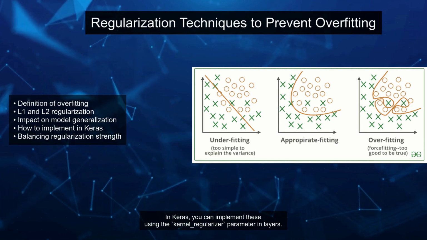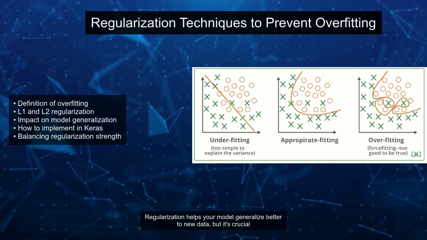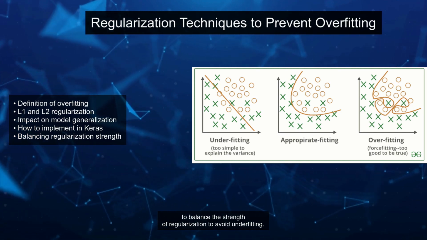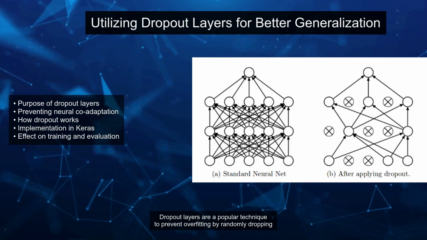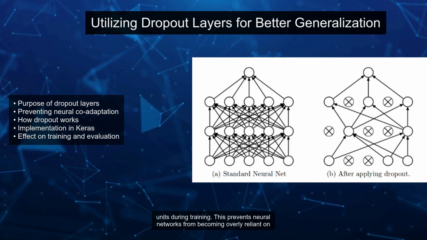In Keras, you can implement these using the kernel_regularizer parameter in layers. Regularization helps your model generalize better to new data, but it's crucial to balance the strength of regularization to avoid underfitting. Dropout layers are a popular technique to prevent overfitting by randomly dropping units during training.